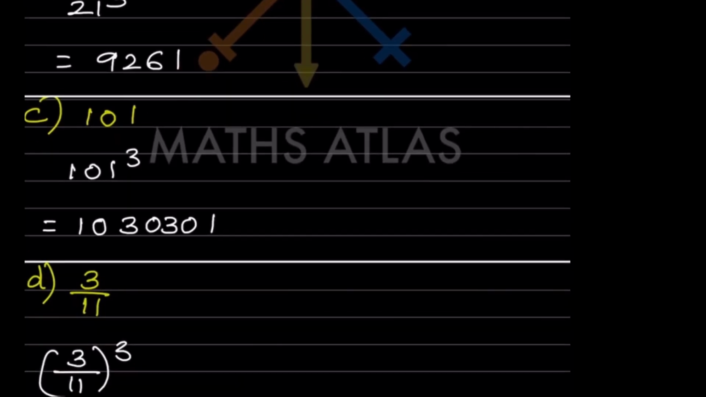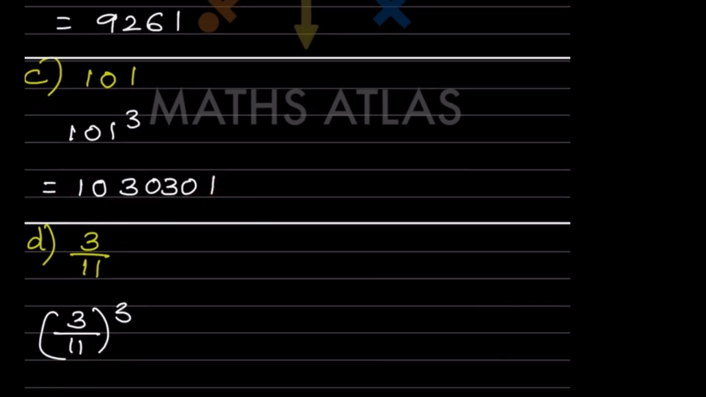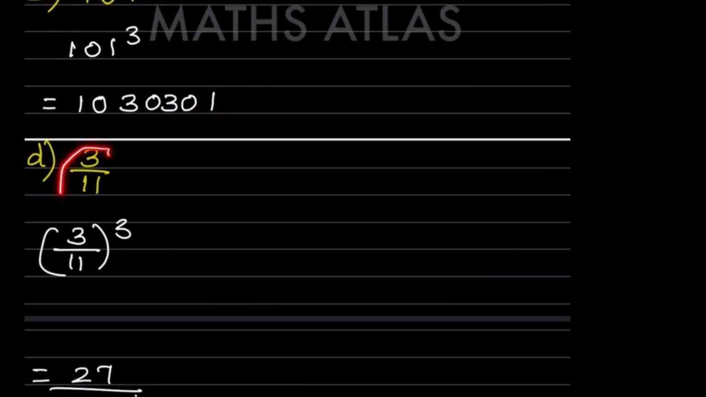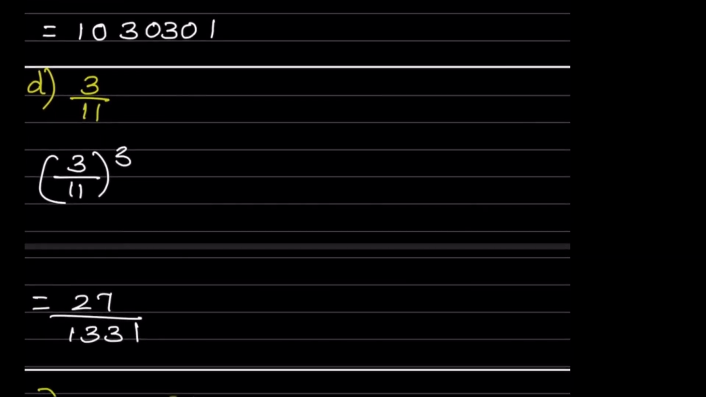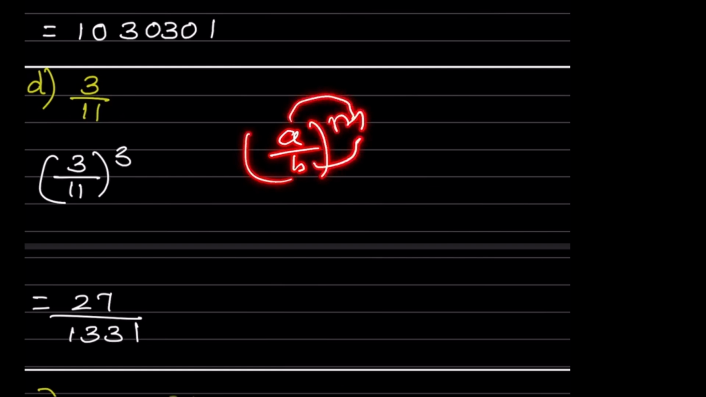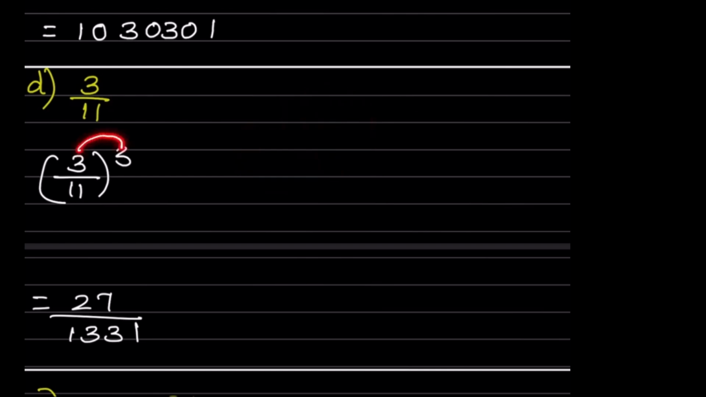Again here, 101 cube. This is the answer. So now when we write here, this is a fraction, 3 by 11, and this is the cube of it. In the exponents, you must have seen, suppose it is a by b raised to n, it will be a raised to n, b raised to n. Many of them make a mistake over here. So this will be 3 raised to 3 and 11 raised to 3.